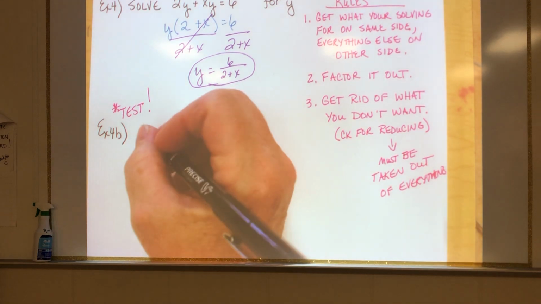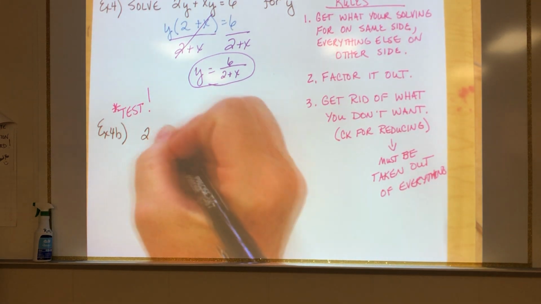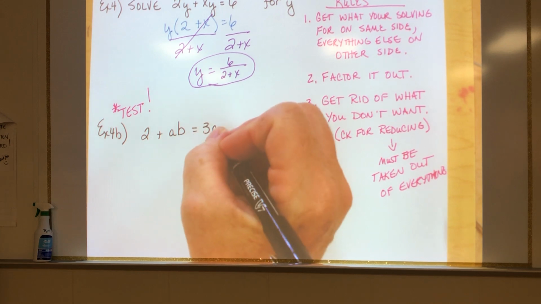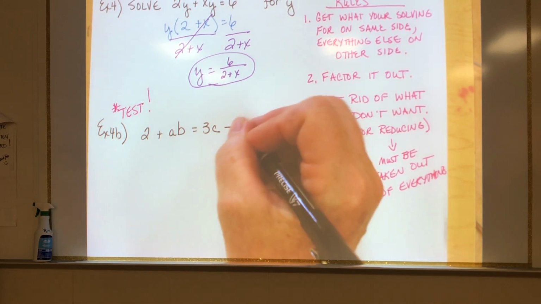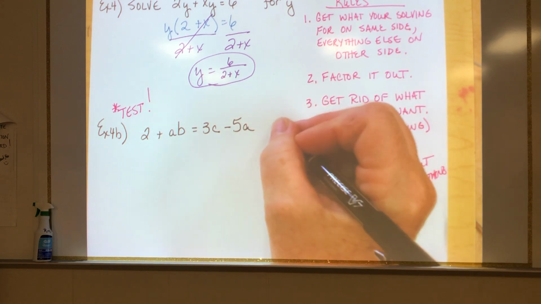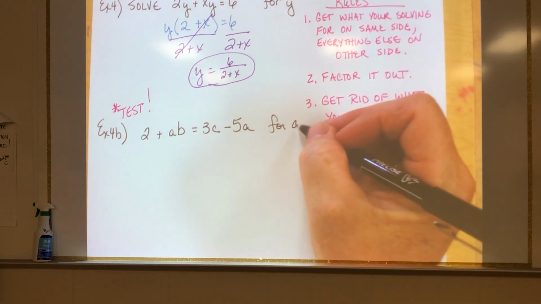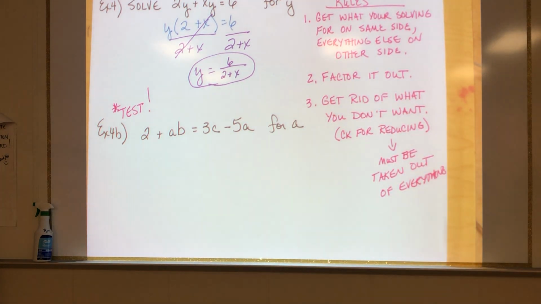You ready? 2 plus AB equals 3C minus 5A. What do you think we're going to solve for? A. Yeah, that's the one that there's two of them. A. Okay, so I'll let you do it. I'll give you 2 minutes.